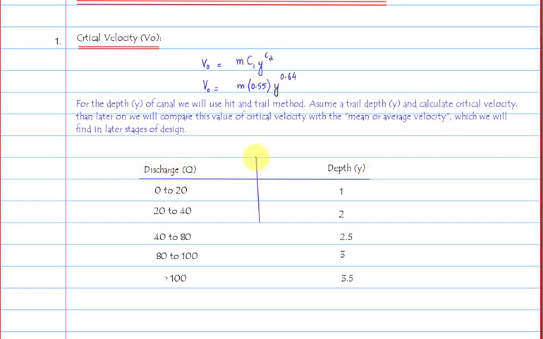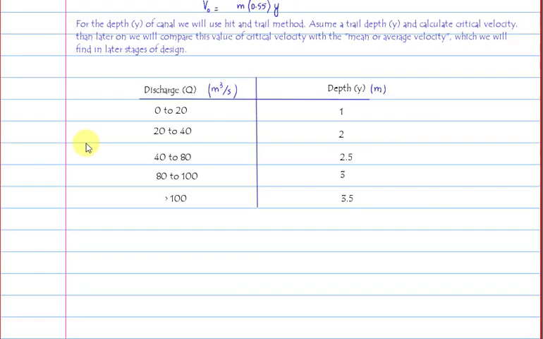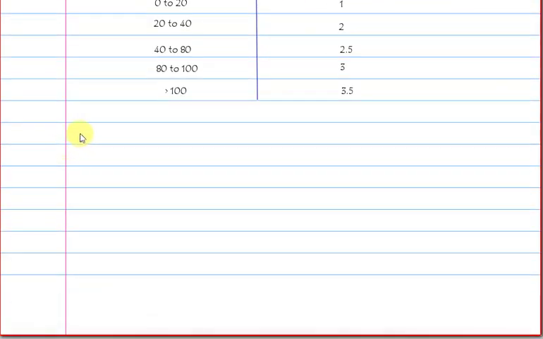Discharge value, the depth values against each discharge, and the value of discharge is in meter cube per second, right? The value of this unit of discharge, and the depth here is in meters. So this is the first step. For designing, here we have to assume the depth, right? Now the second step, let's move to the second step.